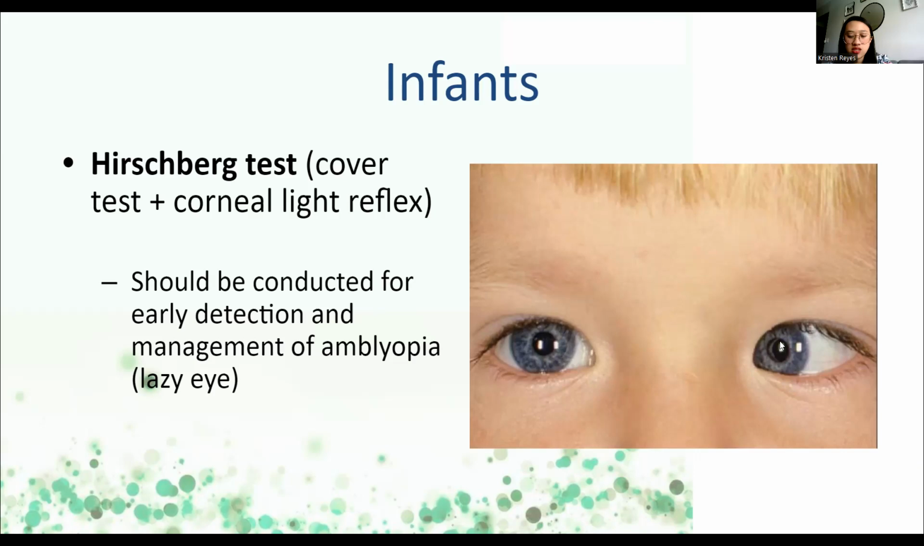The reflex is displaced here in this left eye of the patient. Dito, nasa gitna, pero dito, displaced siya. So, that would mean amblyopia. So, there is an abnormality depending on where the patient is looking. Baka kasi nakatingin pala siya sa right or left. So, hindi natin masyadong ma-determine.